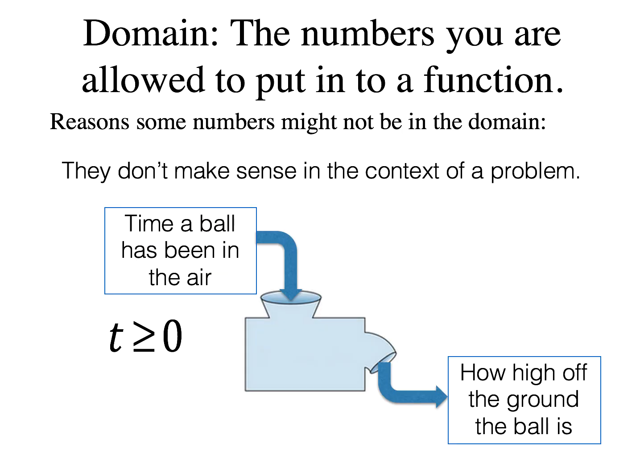All right, what are some other reasons that numbers might be restricted from the domain? Well, some numbers might not make sense in the context of a problem. For example, if you have a function that tells you how high the ball is off the ground after it's been in the air for a certain period of time, in this case, the variable you're plugging in is the time that the ball has been in the air. We don't go backwards in time. We don't have negative time. So it's only reasonable to plug in numbers that are greater than or equal to 0 for time.